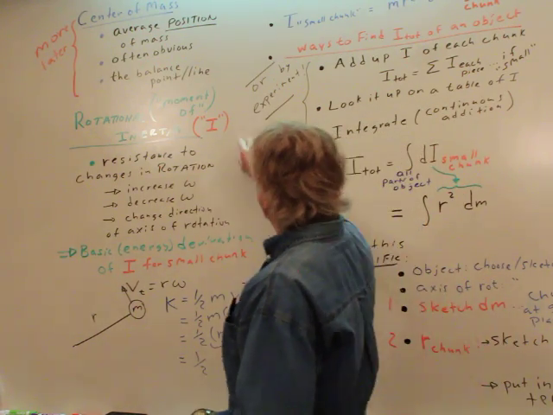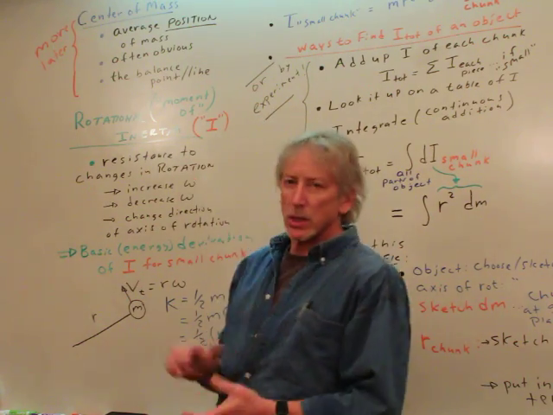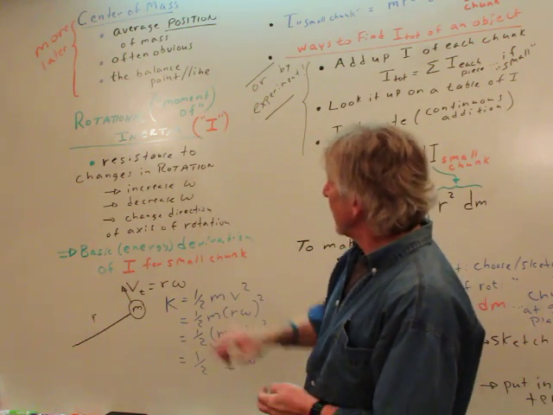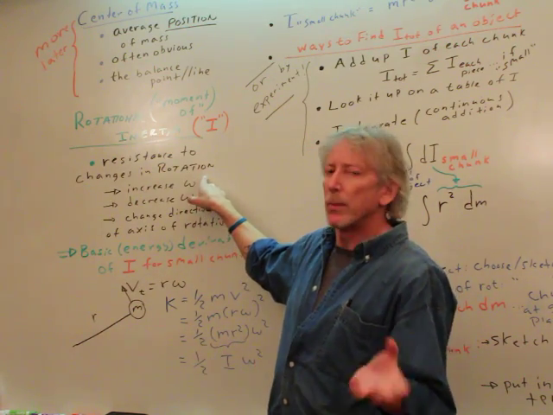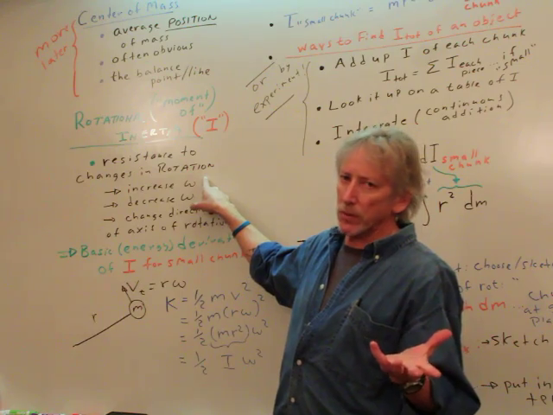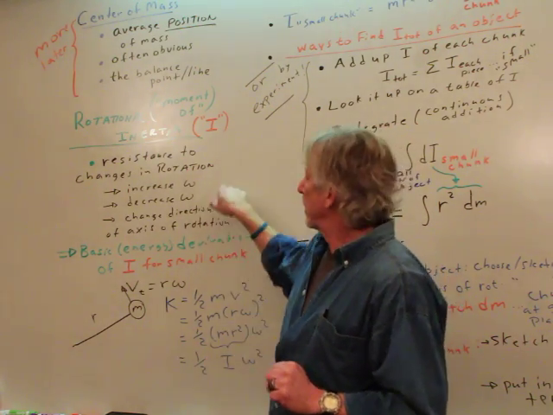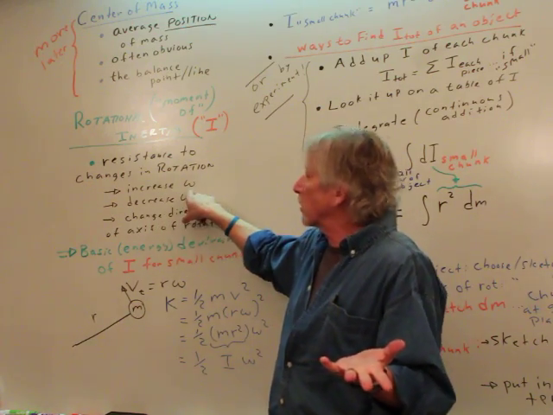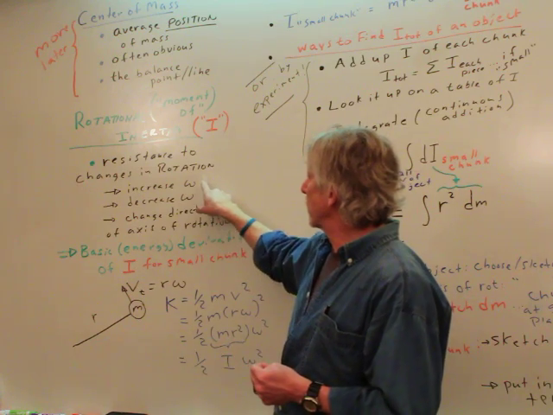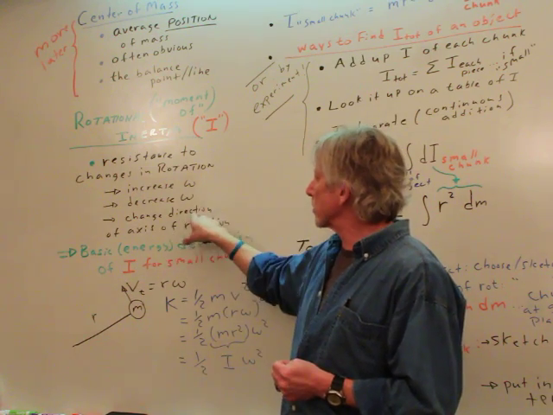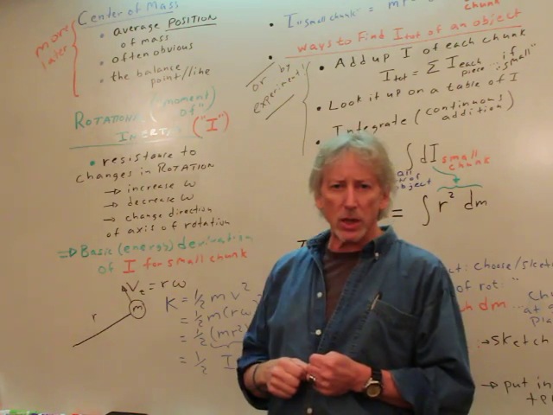So the next thing we've got is rotational or moment of inertia. It's the resistance to changes in rotation. So it's inertia, but we'll find it doesn't have the units of kilograms or grams or slugs. So let's see what it does have. First, it's the resistance to increasing round and round rotation, omega. It's the resistance to decreasing. It's also the resistance to changing the direction of the axis of rotation.